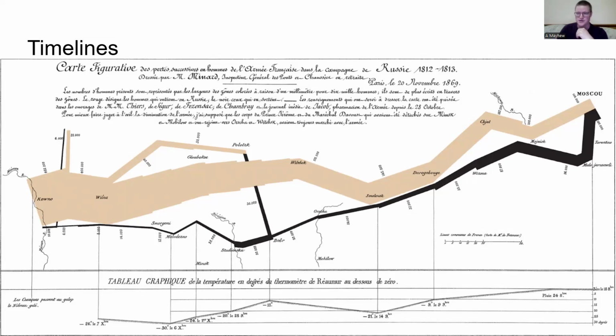You can see Moscow right there. And it just started dwindling a lot and a lot and a lot. And very few of those people who started off ended up coming back. And once you know what the thickness of the line means, the kind of beige color means we're invading, the black color means we're retreating.